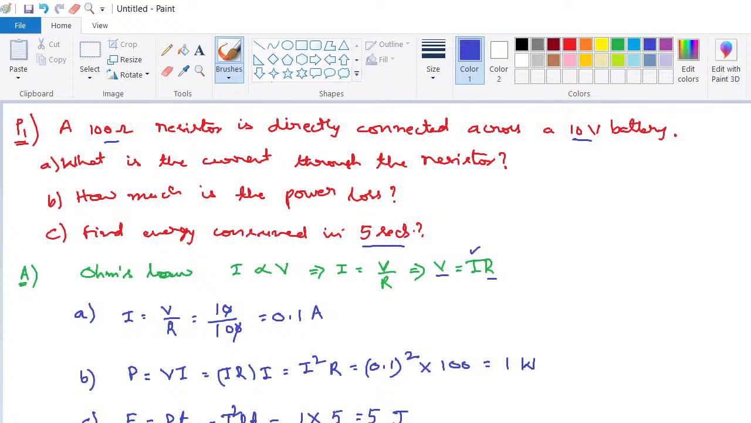I found this part is not visible. C part, so let me write the C part here. Energy E is equal to P into T, that will be equal to I square R into T, and that will be equal to 1 into 5, which is equal to 5 joule or 5 watt second. So both the units are same. So this is the first problem.